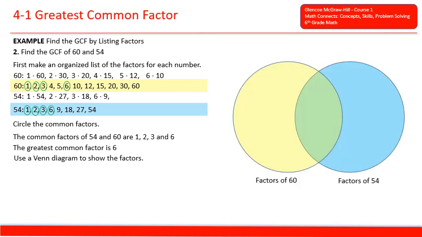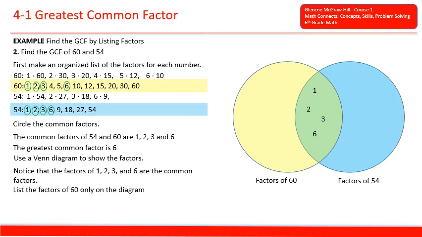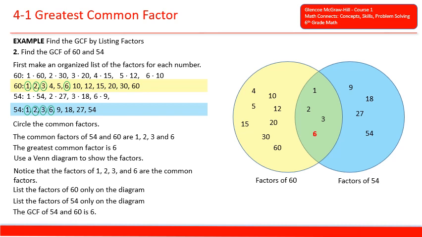Use a Venn diagram to show the factors. So there's the Venn diagram, and there's the common factors, and there's the factors of 60, and there's the factors of 54 only. The GCF of 54 and 60 is 6.